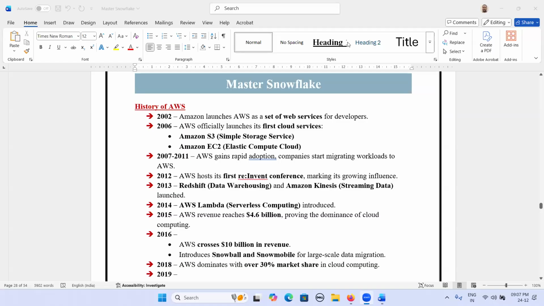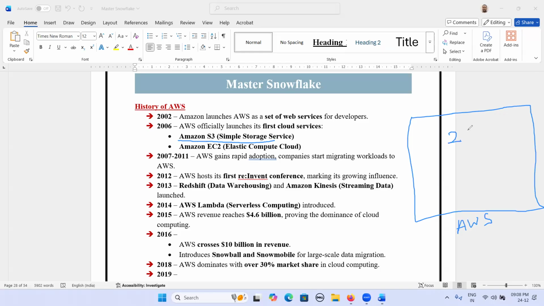AWS initially started with the first service called AWS S3. AWS Cloud is currently providing 200 plus services in different categories, like infrastructure as a service, software as a service, platform as a service. Currently, it is providing 200 plus services.